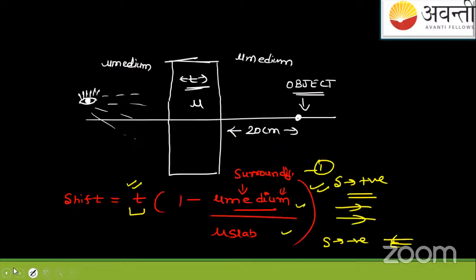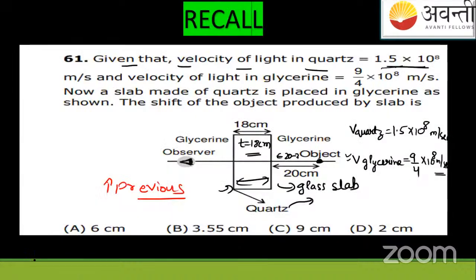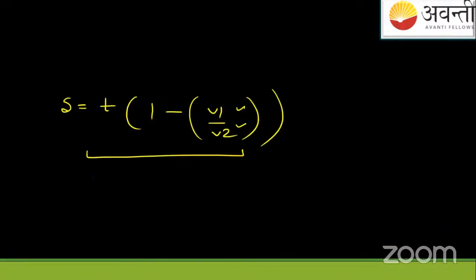What are the values? You must also answer in the class. Don't panic in the class. I'm not going to scold you for anything here, online or offline. So the thickness is 18 centimeter, and these are 1.5 and 9/4. So let us write the values.